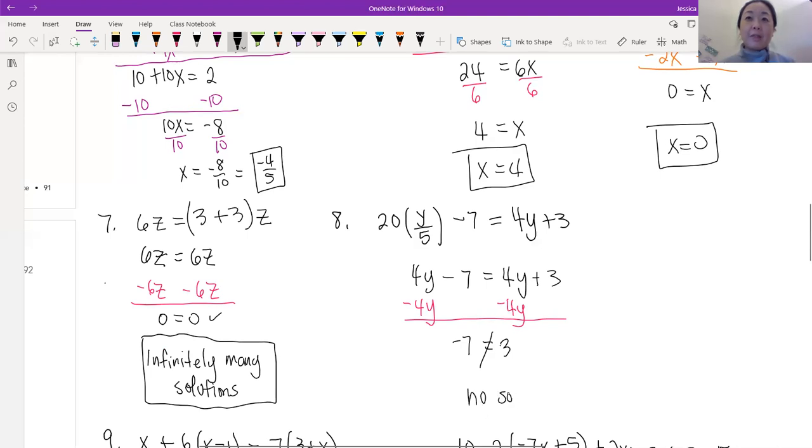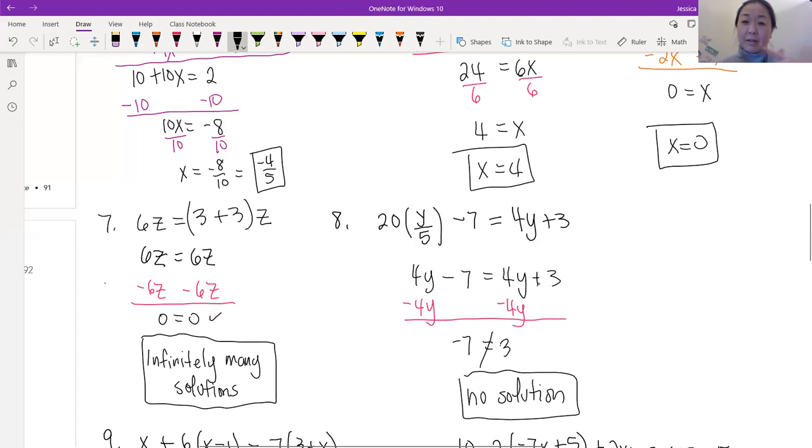And the reason why that makes sense, the no solution, is because remember, if you're taking the 4y and then you subtract 7 from it, would you ever get the same answer if you take the same 4y and then you add 3 to it?